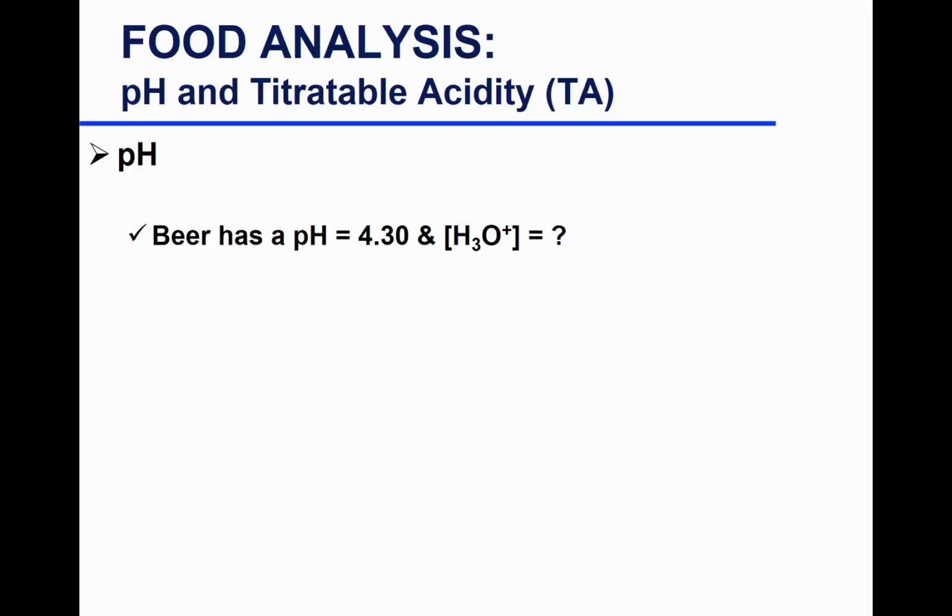So now the other way around, if you have a pH of 4.3, what would be the concentration of hydronium ion? In this case, you need the anti-log function to do that.